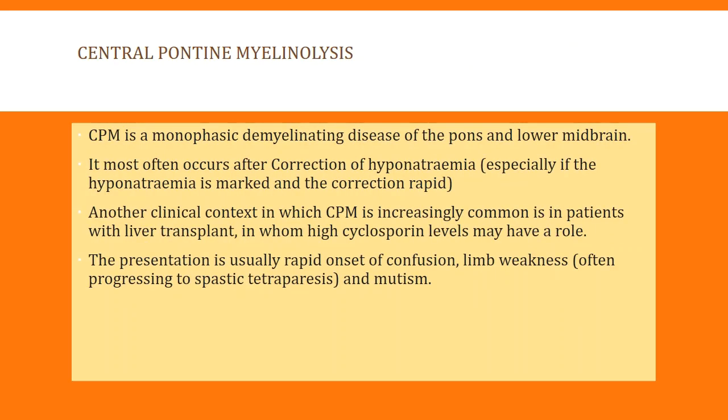Now, central pontine myelinolysis is a monophasic demyelinating disease which particularly affects the pons and the midbrain. It most often occurs due to rapid correction of hyponatremia. Another clinical context in which central pontine myelinolysis is increasingly common is in patients with liver transplant, in whom high cyclosporin levels have been implicated. The presentation is usually rapid and there is often confusion, limb weakness, spastic tetraparesis and mutism.